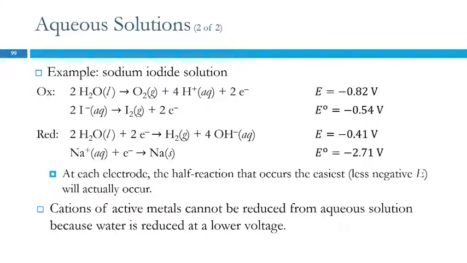So at each electrode, the half reaction that is the easiest, that is less negative, will actually occur. And so you're going to see iodide being oxidized to iodine, because this is less negative. But you are going to see water being reduced because it's easier to reduce than sodium. So you can't reduce cations of active metals in aqueous solution because the water gets reduced before those active metal ions do.